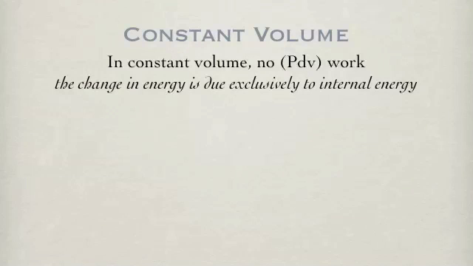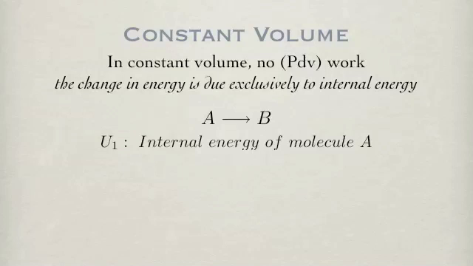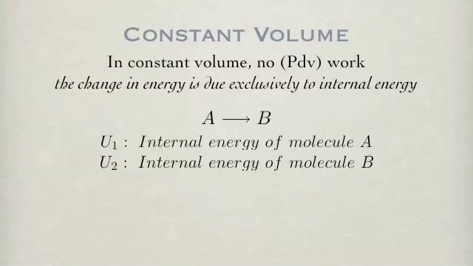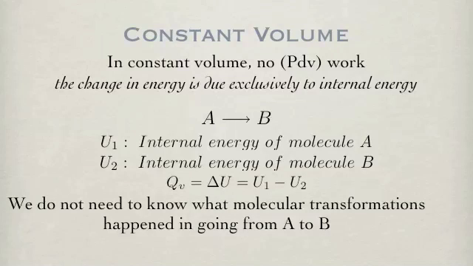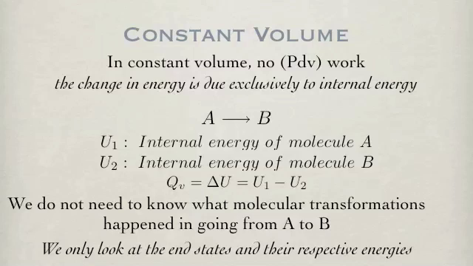Now consider the reaction going between species A and species B. Each species has an inherent energy associated with it, its atoms, bonds, etc. Under constant volume, the energy change due to the reaction is QV. That is the same as the change in internal energy, delta U. No new variable is needed. Note that we do not have to know exactly how the molecular transformations occur, for example the transition states in going from A to B. We just have to look at the beginning and end states.